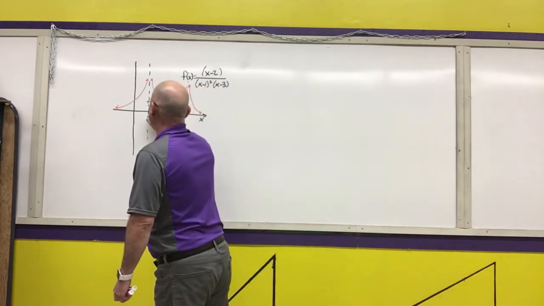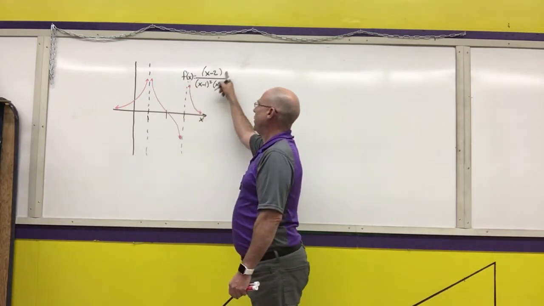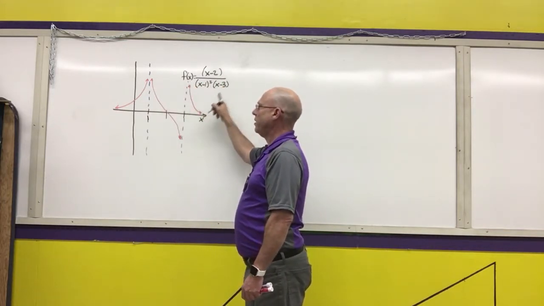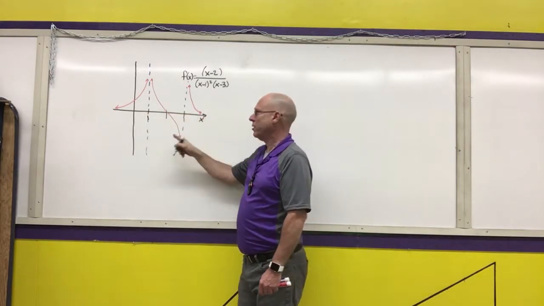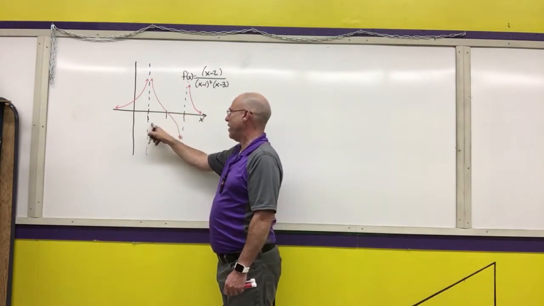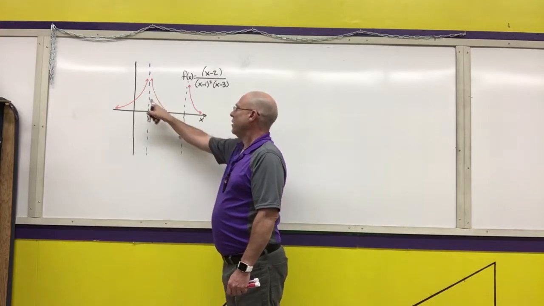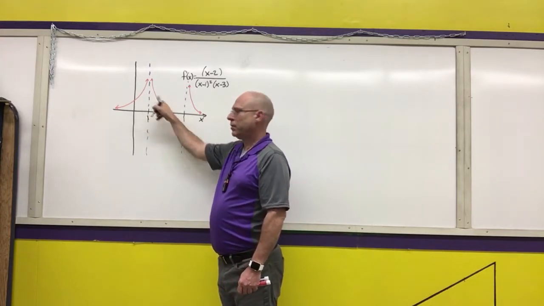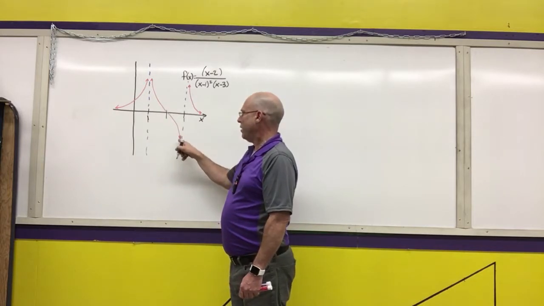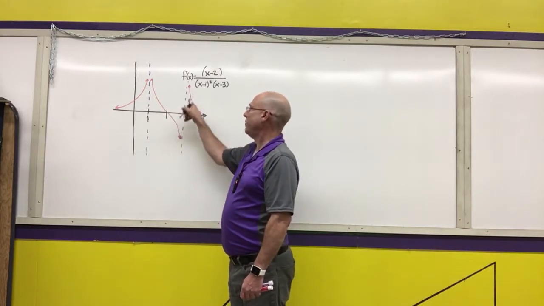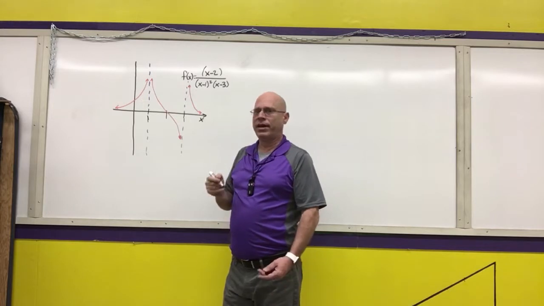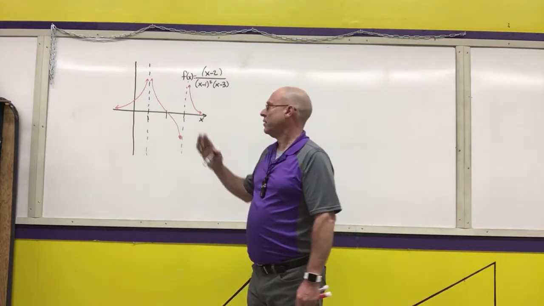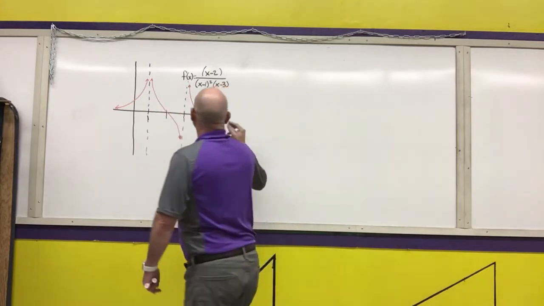So for the function f of x equals x minus 2 over x minus 1 squared times x minus 3, this is the graph of the function. It has vertical asymptotes at 1 and 3. It approaches positive infinity on both sides of this vertical asymptote. And at 3, it approaches negative infinity from the left and positive infinity from the right. And we're going to write down the left-handed and right-handed limits for both of these asymptotes.